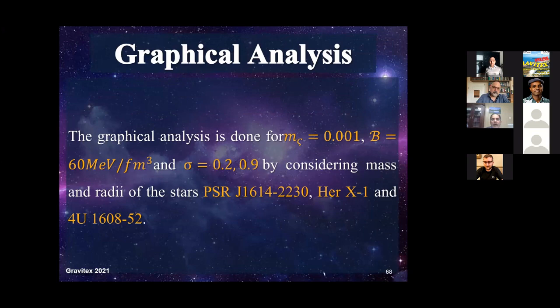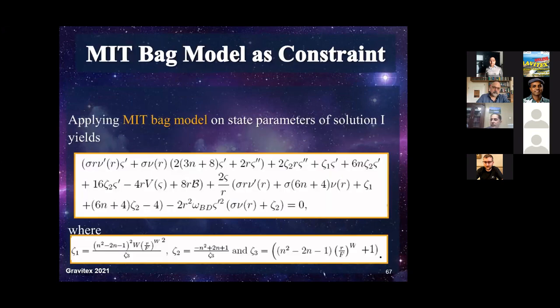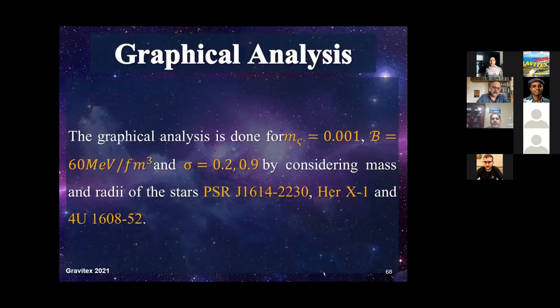Unfortunately, we cannot have the analytic part of this solution. We check its behavior graphically. For that purpose, we use the numeric values of mass, bag constant, and decoupling parameter for particular radii of stars, which are PSR, HER, and FU.